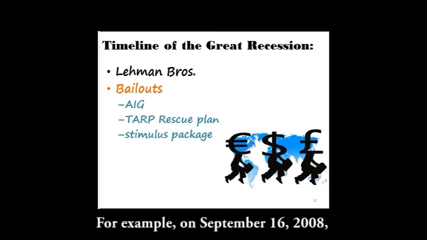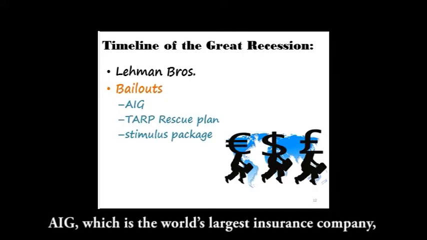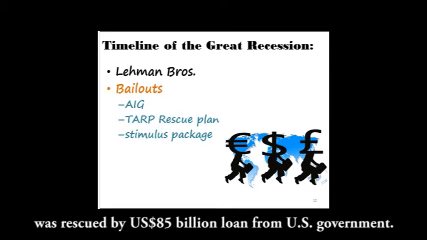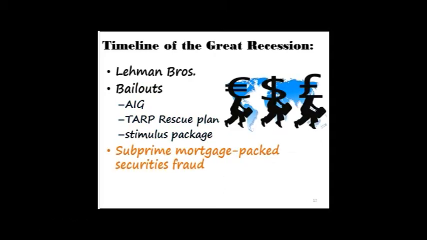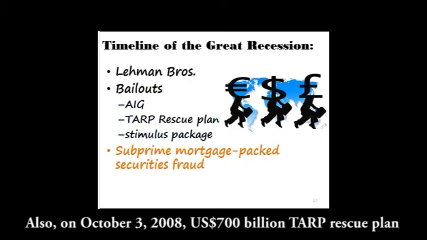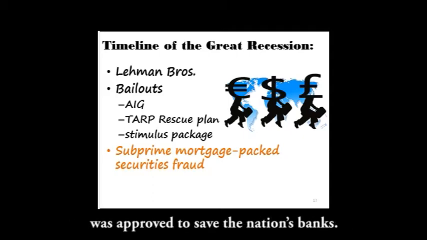For example, on September 16, 2008, AIG, which is the world's largest insurance company, was rescued by an $85 billion loan from the US government. Also, on October 3, 2008, the $700 billion TARP rescue plan was approved to save the nation's banks.